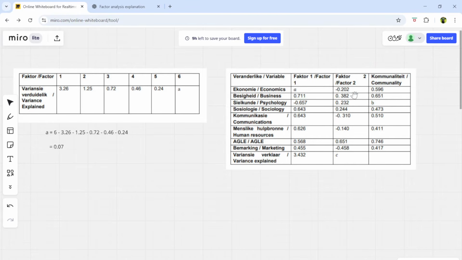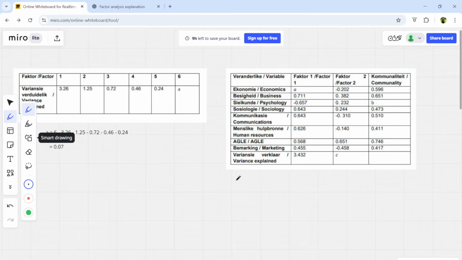Understand? The variance explained by factor 2. Even here, they'll say to you, calculate the variance explained by factor 6, denoted by letter A. So here it is going to be calculate the variance explained by factor 2, denoted by letter C. So when you're given it like this, how you're going to calculate it is you're going to take all these factor loadings, put them in brackets, square them, and add them.